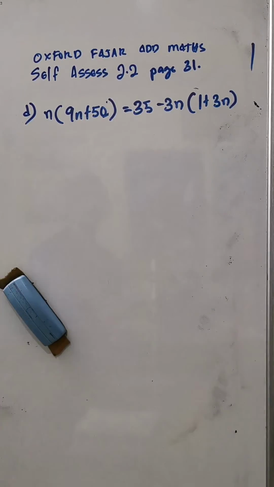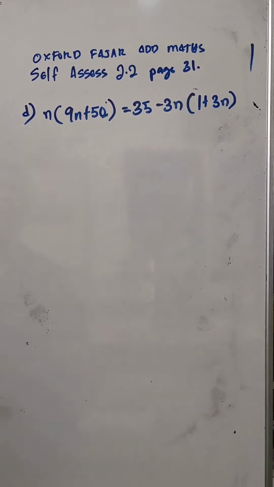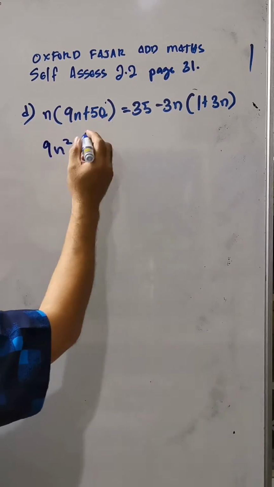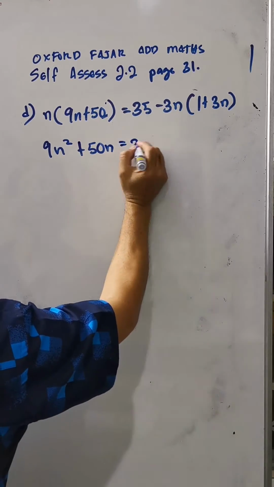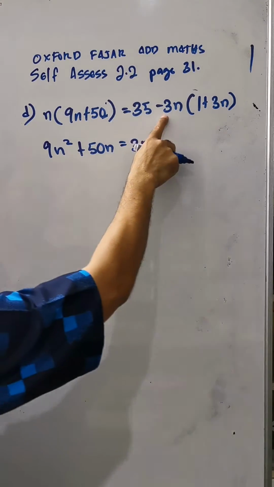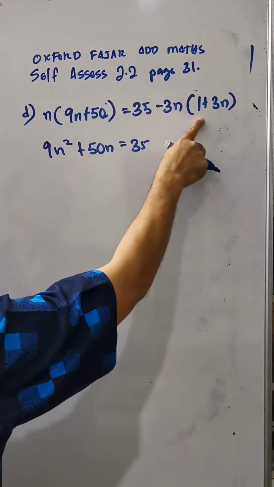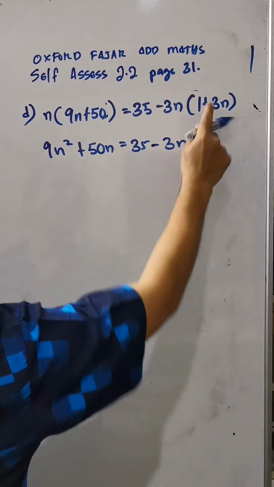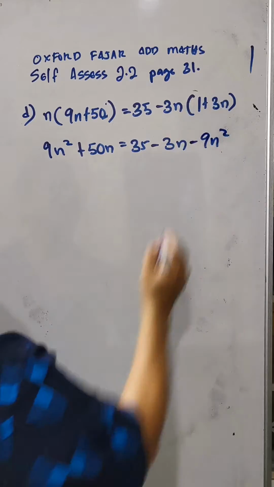We are coming to question number 1D. There are 2 brackets here. Expand the bracket, becoming 9n squared plus 50n equals 35. For this one, it is only negative 3n multiplied by both of these numbers. Negative 3n times 1 will be negative 3n. Negative 3n times 3n will be negative 9n squared.